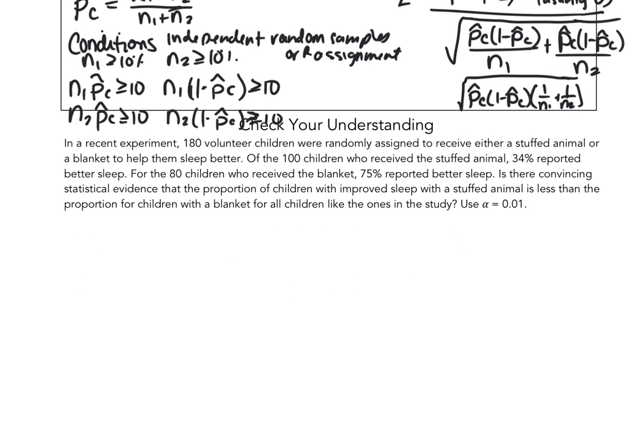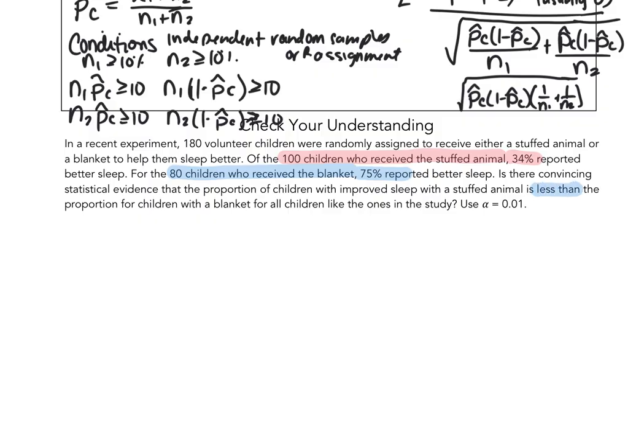Okay. In a recent experiment, 180 volunteer children were randomly assigned to receive either a stuffed animal or a blanket to help them sleep better. Of the 100 children who received the stuffed animal, 34% reported better sleep. For the 80 children who received the blanket, 75 reported better sleep. Is there convincing statistical evidence that the proportion of children with improved sleep with a stuffed animal is less than the proportion with a blanket for all children, like the ones in the study? Use an alpha, this time, of 0.01. So this one's going to change our alpha a little bit, which will be a good example.